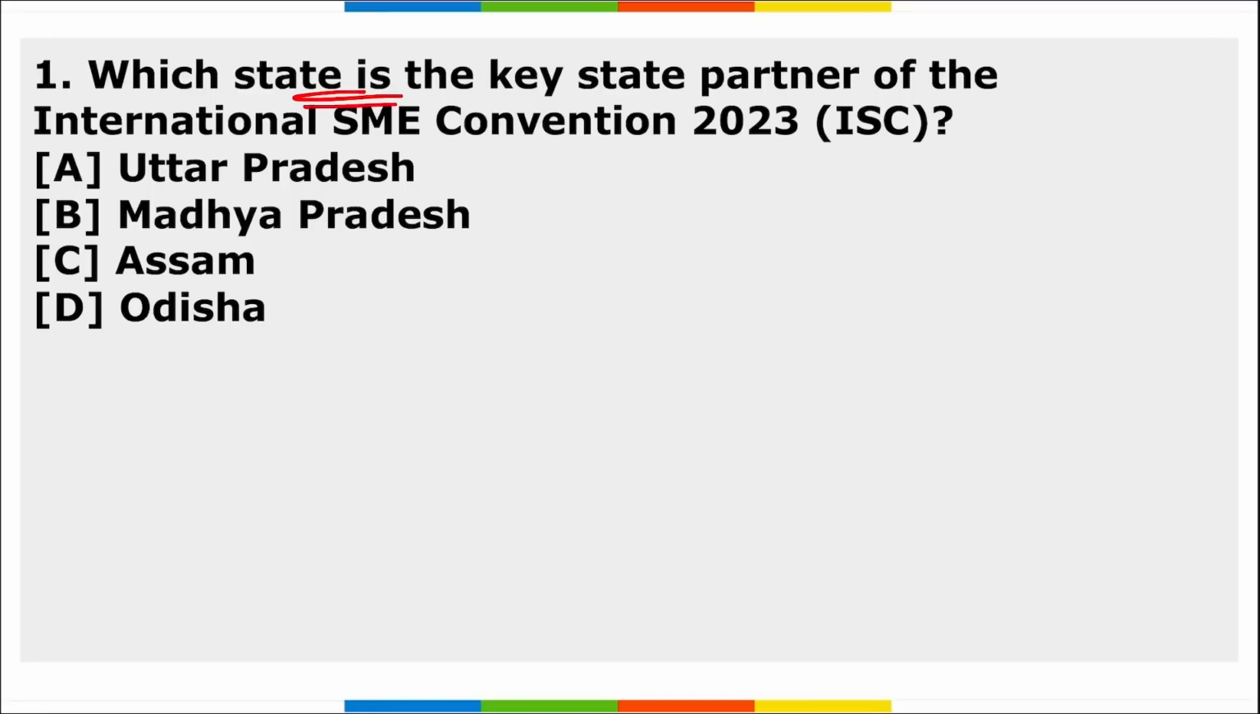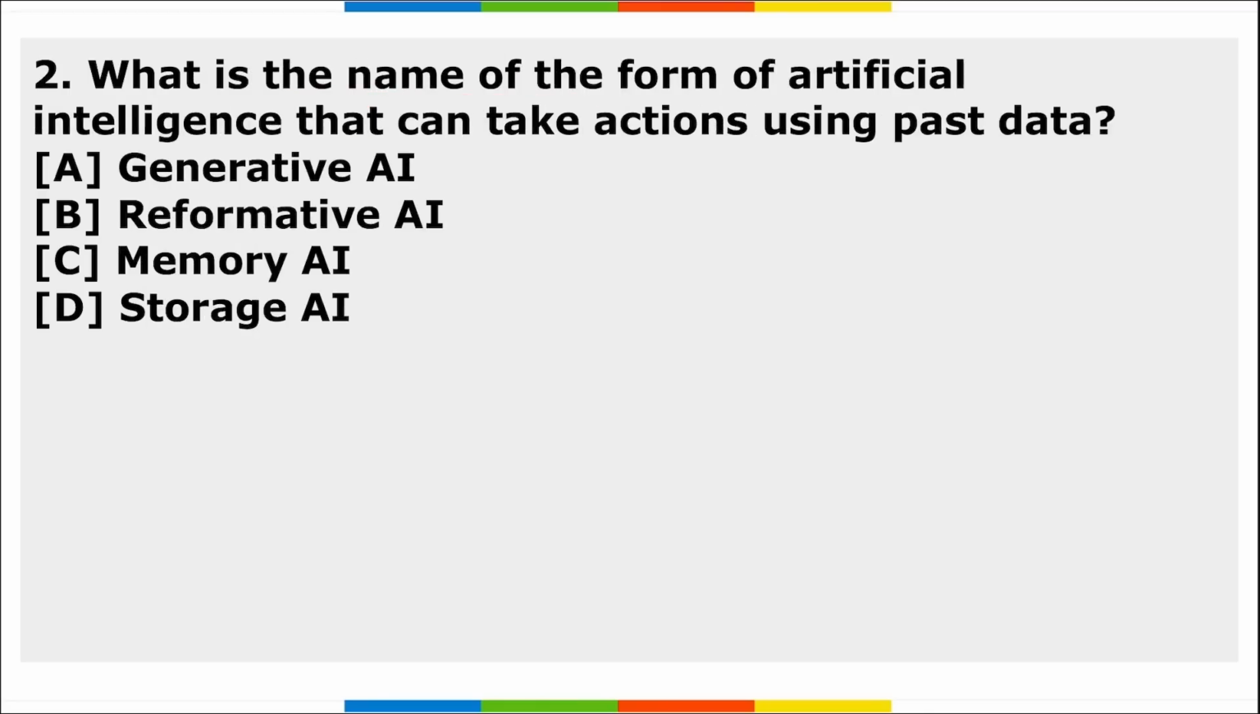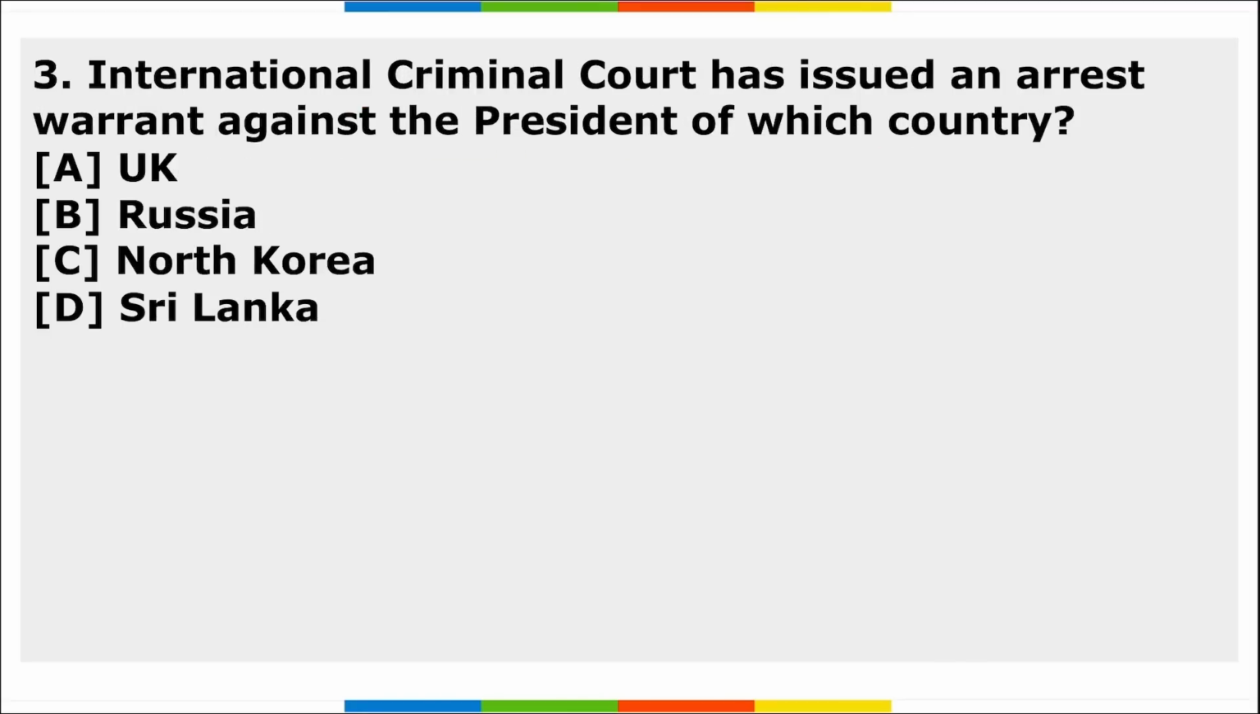First, which state is the key state partner of the International SME Convention 2023? Next, what is the name of the form of artificial intelligence that can take actions using past data? Third, International Criminal Court has issued an arrest warrant against the president of which country? So these are your 3 homework questions, friends. I hope you have understood the assignment.